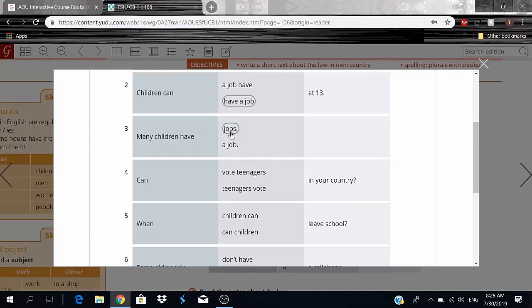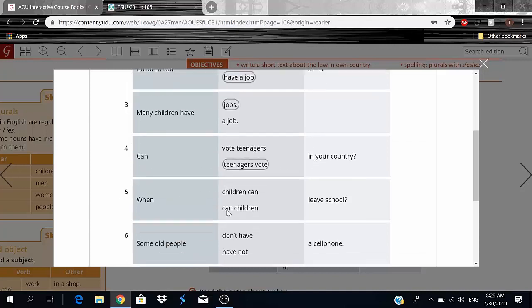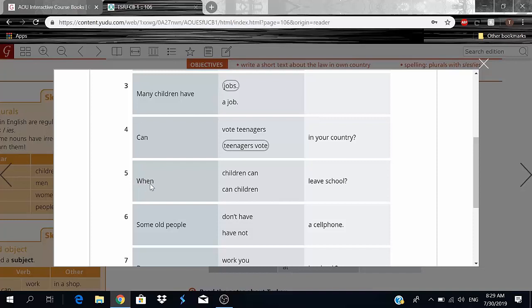Okay? Now number 4, can vote teenagers in your country or teenagers vote in your country? And this is a question. So can teenagers vote in your country? Okay? Now number 5, when children can leave school, can children leave school? Also a question. So I'm not making a statement here. You know, I'll use this if I use it in the beginning of a sentence. I could say, for example, children can leave school by 2 p.m. Okay? I don't say that. So he's asking for a question. So when can children leave school?